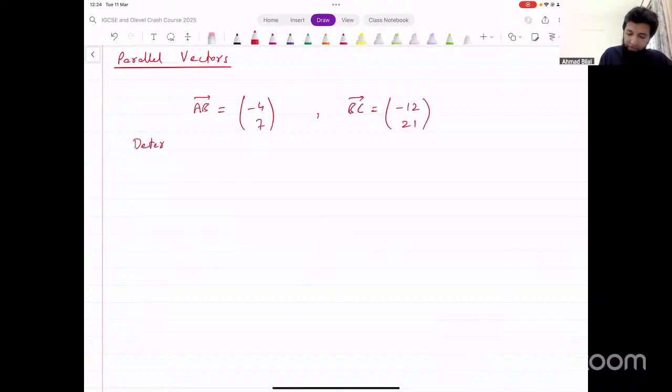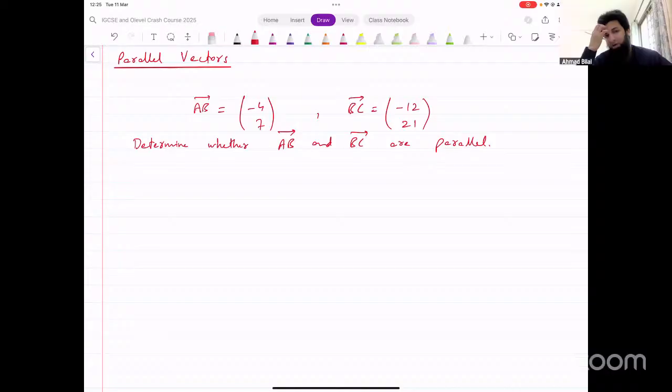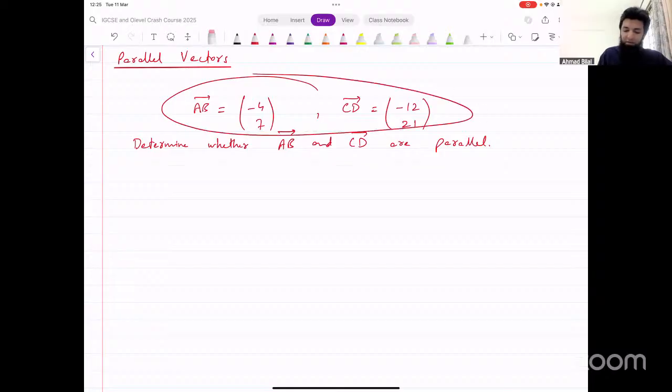And we need to determine whether AB and BC are parallel. Whether AB and BC, they are parallel vectors. That's what we need to figure out. Now, it's not necessarily that it's BC. It's not necessarily that the point B is common. It could be CD as well, or any other random vector. How do we show that these two vectors are parallel?